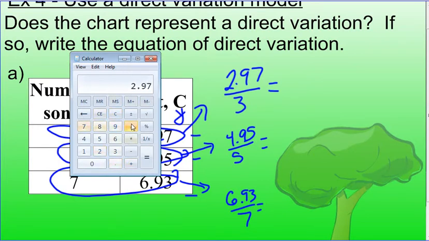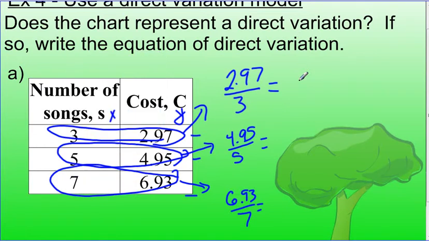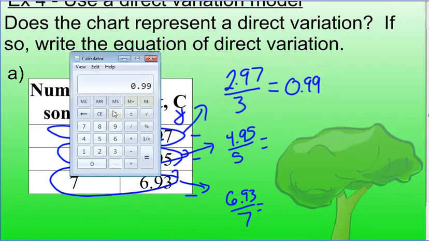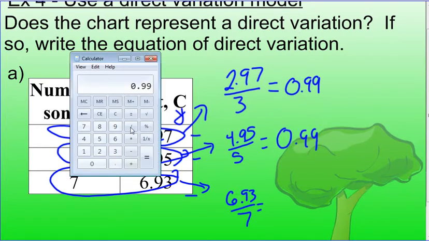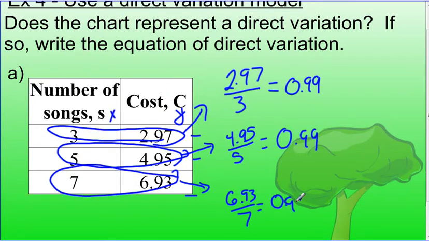2.97 divided by 3 equals 0.99. Okay, next one. 4.95 divided by 5 equals 0.99. Alright, last one. 6.93 divided by 7 equals 0.99. All 3 points here had the same slope.